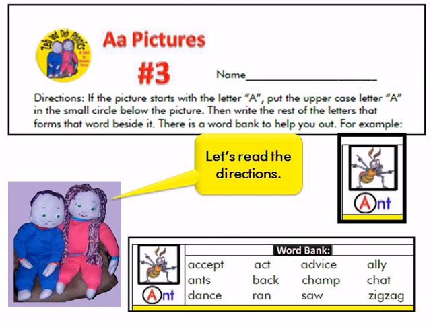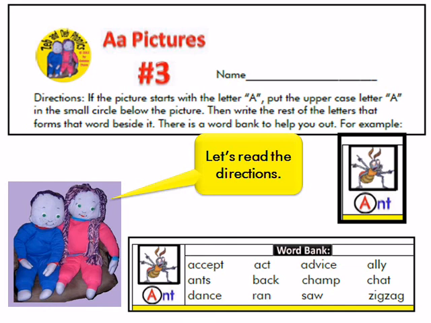Let's read the directions. Directions. If the picture starts with the letter A, put the uppercase letter A in the small circle below the picture. Then write the rest of the letters that forms that word beside it. There is a word bank to help you out.